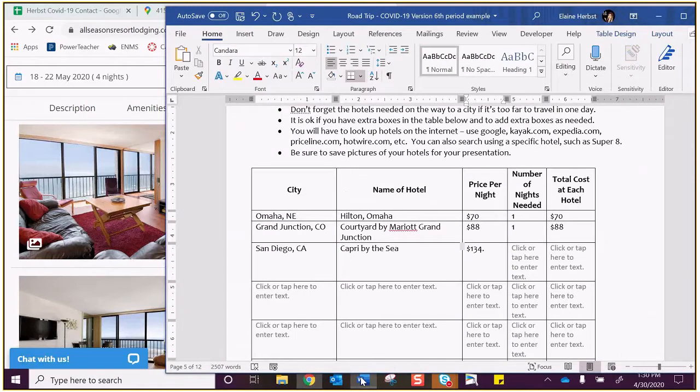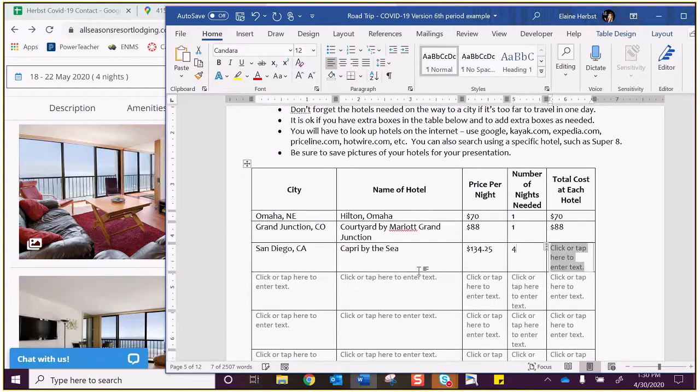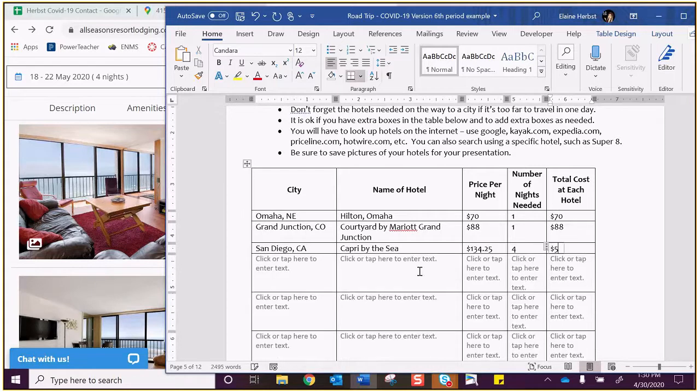134.25, and I'm staying for 4 nights. So now you have to multiply that by 4. So grab my calculator. 134.25 times 4. Well, what? 134.25 times 4. Yeah, $537. So that's how much it's going to cost me. Oh my gosh, these trips are going to be so expensive. That's how much it's going to cost me just to stay at the hotel in San Diego.